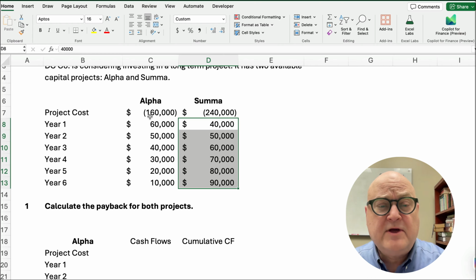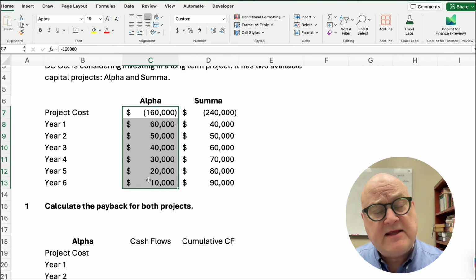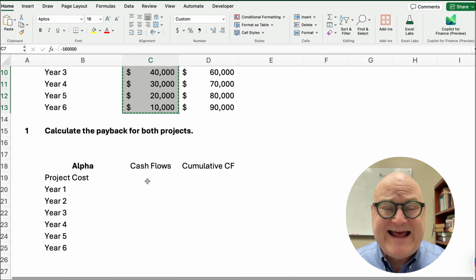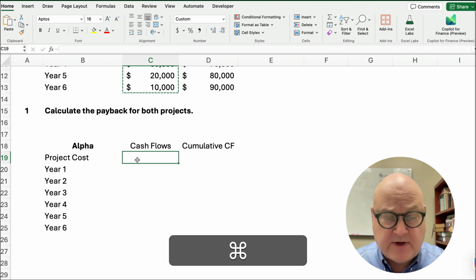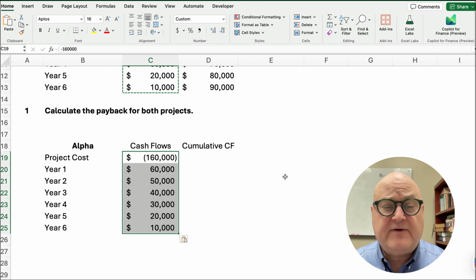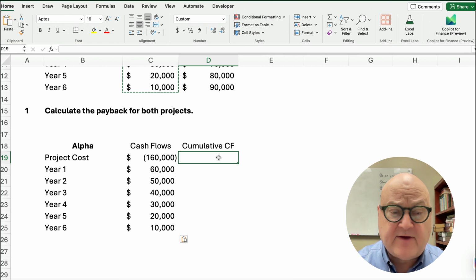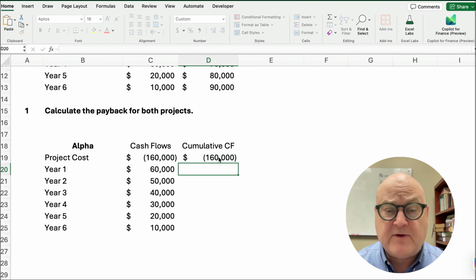So here's what we're going to do for alpha. The cash outflow for year 0 is negative, so we put that as a negative number. I'm just going to put the cash flows for alpha here, and we need a column for cumulative cash flows. All the payback does is say, look, how long will it take for us to get our $160,000 back? So let's do the cumulative cash flow.